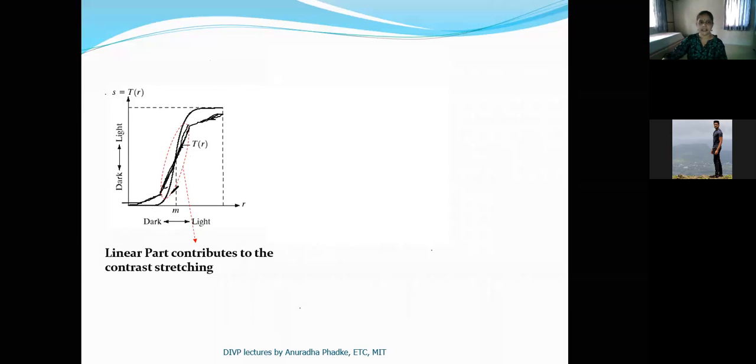This entire S-shaped curve we can approximate by 3 line segments. This is your first line segment. This middle portion is your second line segment, and this is your third line segment. So when we approximate it by 3 line segments, implementation becomes simpler.